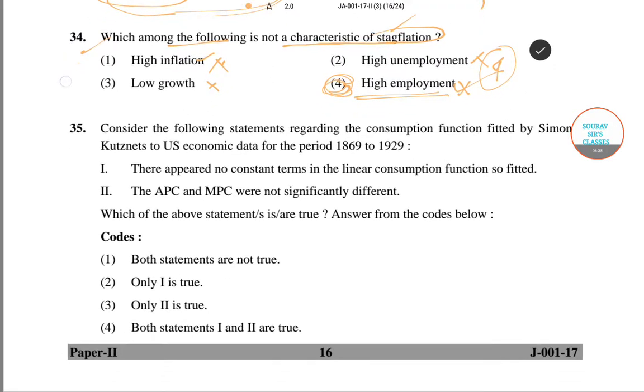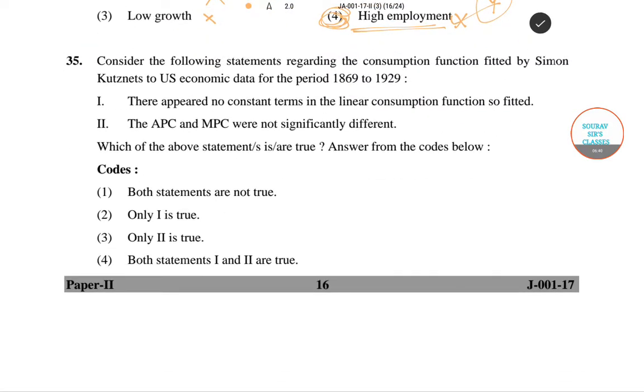Now we'll go to question number 35. In question number 35, it is given, consider the following statements regarding the consumption function fitted by Simon Kuznets to US economic data for the period 1869 to 1929. Two things are given: there appeared no constant term in the linear consumption function so fitted, and the APC and MPC were not significantly different. We have to figure out which one is the right answer.